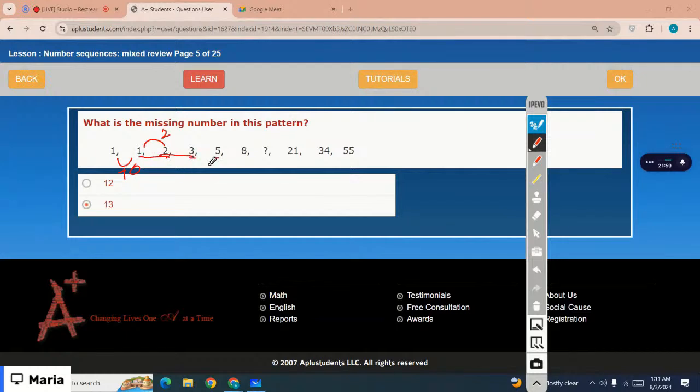Then 3 plus 2 makes 5. 5 plus 3 makes 8. So for the next one, you need to add 8 and 5. So 8 plus 5 makes 13, right? 13 it is. The next number in the sequence is 13. The correct option is 13.